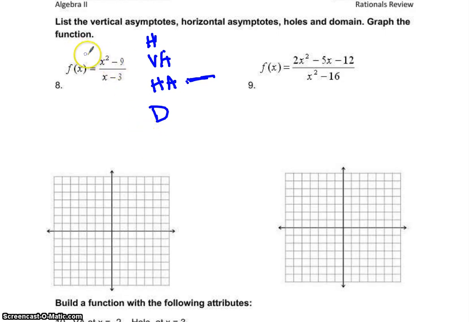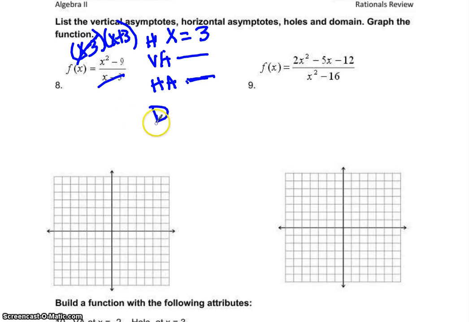Then you need to factor the top because it's difference of squares, and that becomes x minus 3 and x plus 3. So you should realize that the x minus 3 is going to cancel. This causes a hole at x equal 3. Remember, it's going to be the opposite sign. There's nothing left in the bottom that could cause a vertical asymptote, so there's not one. If something cancels and causes a hole, it cannot also cause a vertical asymptote.